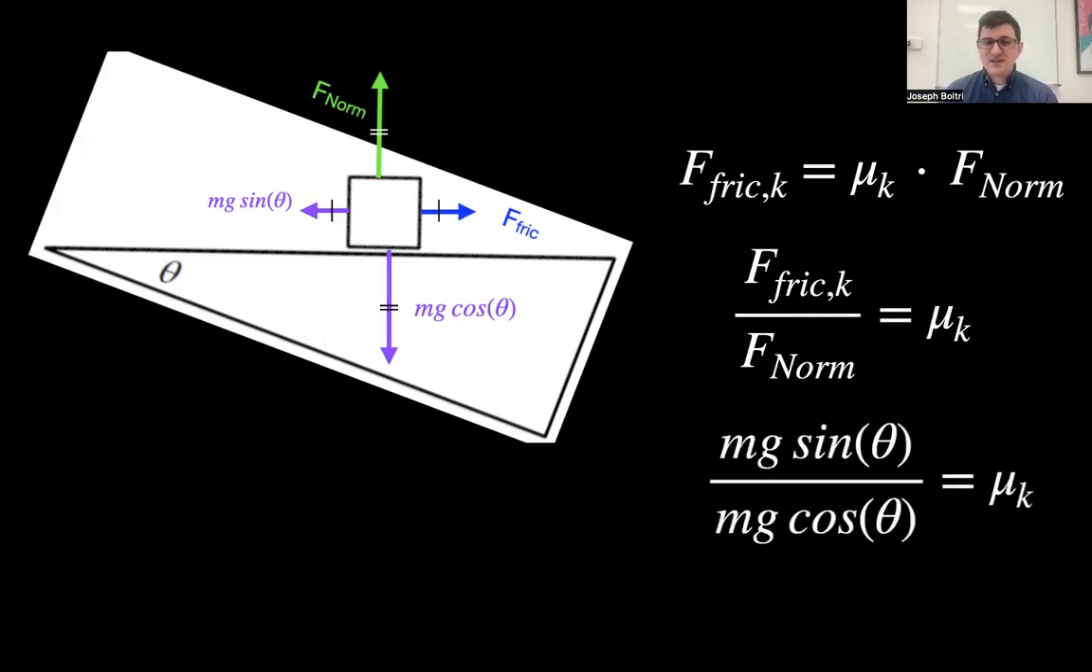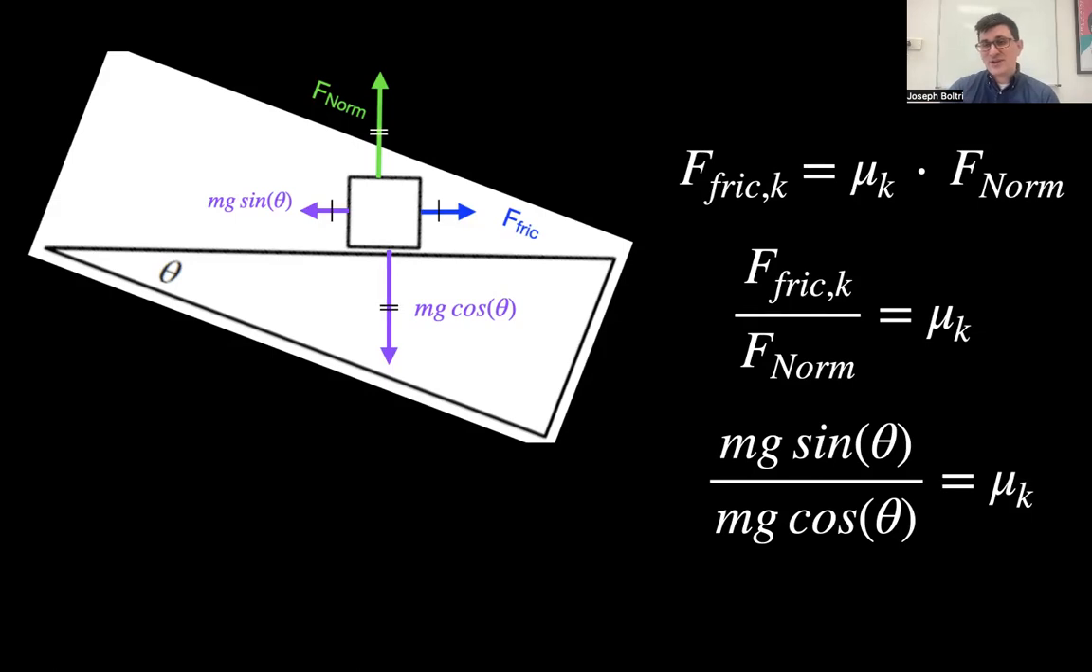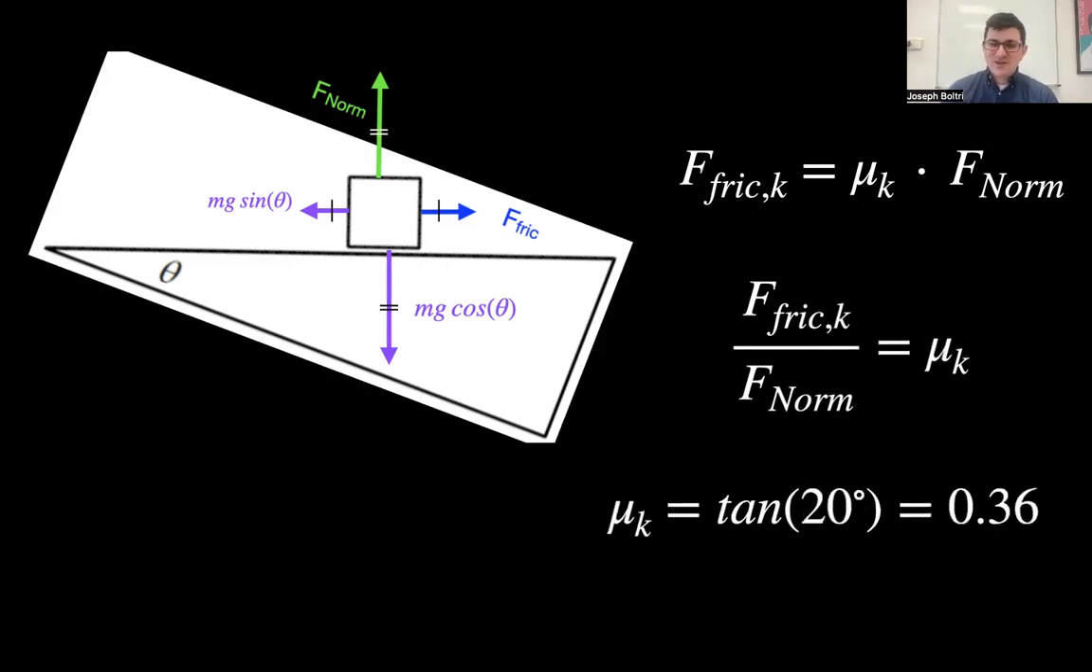So if we rewrite mg sine theta divided by mg cosine theta, you can see that the mg's should cancel out, and sine divided by cosine we know is tangent. So actually it all boils down to just one really simple thing. The coefficient of friction is going to be equal to the tangent of the angle that we were given. Since we were given an angle of 20 degrees, we're going to get a coefficient of friction of 0.36.